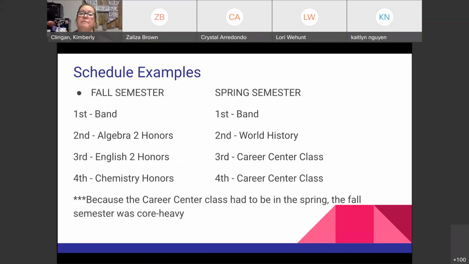All right, a couple schedule examples for your students so that you can have an idea of how schedules might fall out. So this kiddo here is in band. They want to do band, and they have algebra, and they want to do a career center class. Since band goes all year and the career center class takes up 2 periods, that means there's only room for 1 core class during the spring semester. That means that in the fall during marching season, this lovely student has Algebra 2 honors, English 2 honors, and Chemistry honors all at the same time. I'm sorry that particular student fell core heavy, but we got that career center class. That was great.